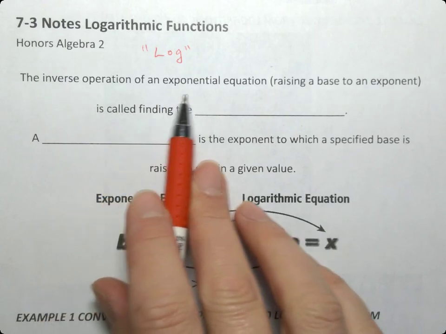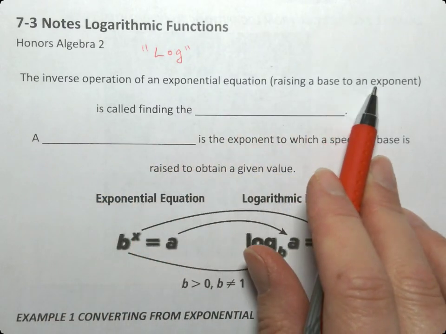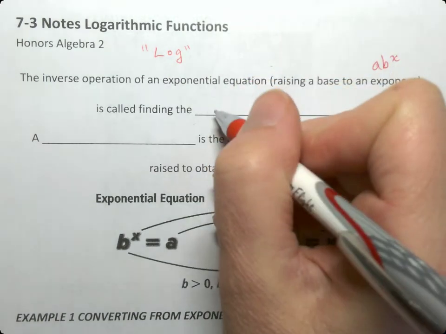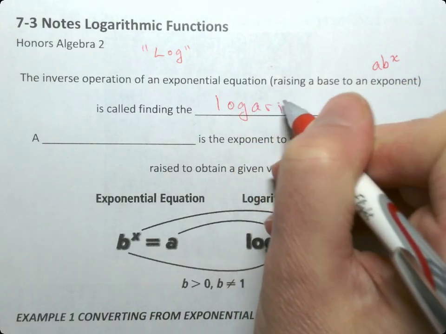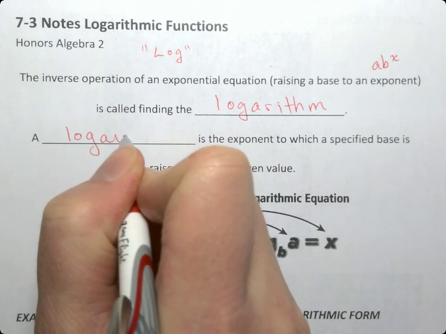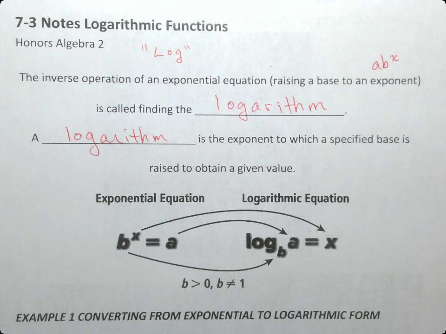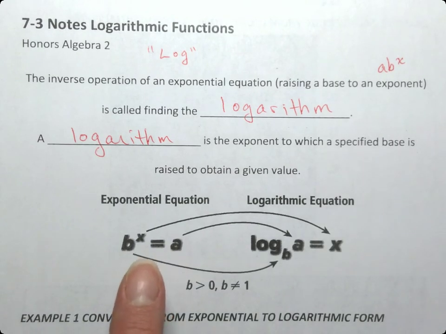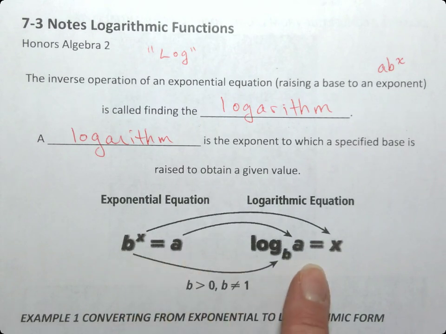So the inverse operation of an exponential equation, which is raising a base to an exponent, like our exponential equation b to the power of x, is called finding the logarithm. A logarithm is the exponent to which a specified base is raised to obtain a given value. Okay, so a logarithm is going to help us find an unknown power. So you need to know these two forms, exponential equation, change to logarithm, but also how to change a logarithm to exponential equation.